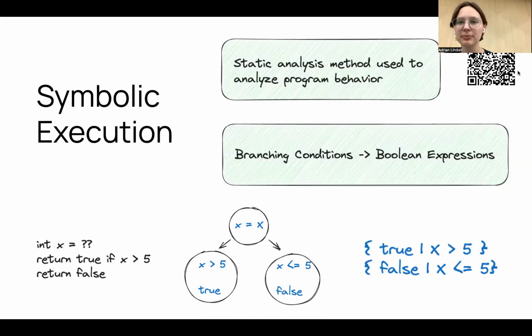When it reaches a branching point, such as an if-else statement, it will add the branching condition to a Boolean expression that represents the current program path. This process continues until the path terminates, and the resulting Boolean expressions will represent all possible program paths. These expressions represent a program's behavior, which is useful for software testing in comparison to other programs.